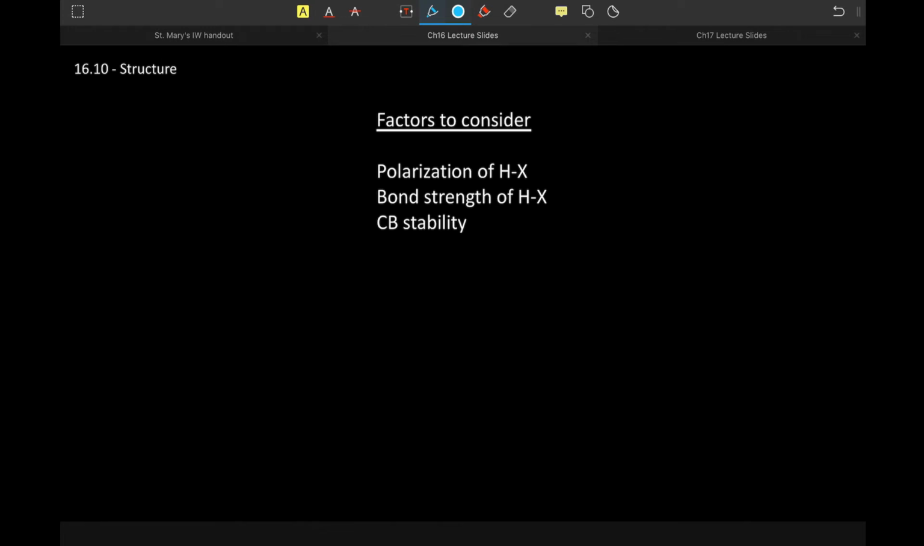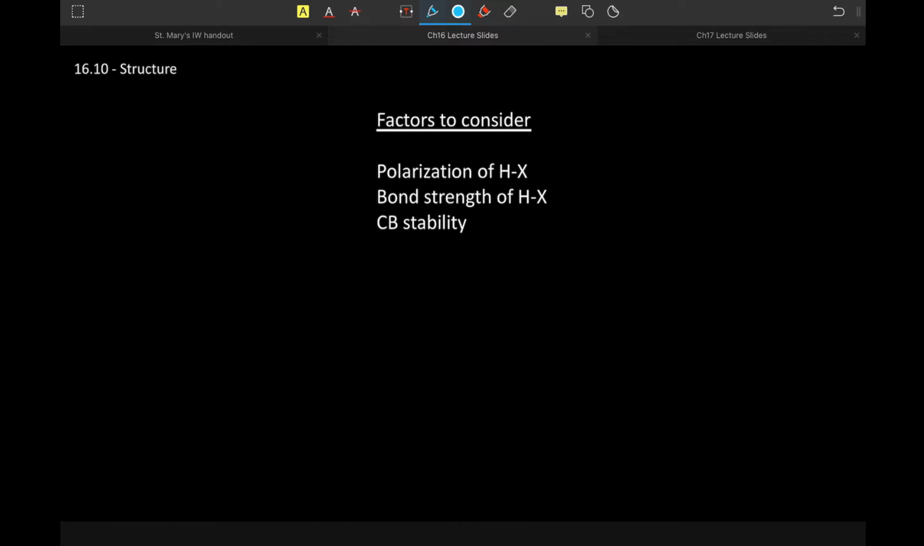Hello AP Chemistry and welcome to 16.10, which, oh my goodness, it's the last section of chapter 16. Though there are still a whole bunch of 17 lectures to go. But you know what? We will celebrate this little milestone.